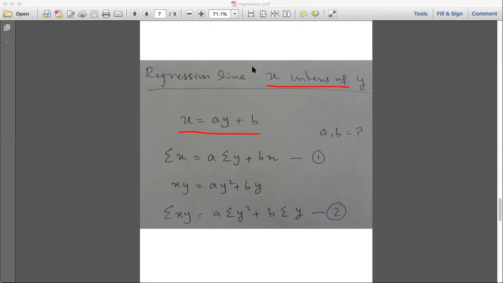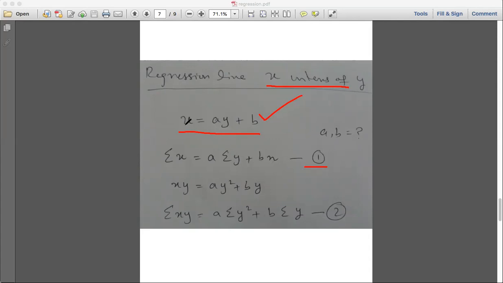How? It is very easy. First of all, take the summation of this equation. This first equation, take the summation on both sides. It will become equation 1. This equation, you can see. First of all, take the summation on both sides. It will become summation x is equal to a into summation y plus bn.